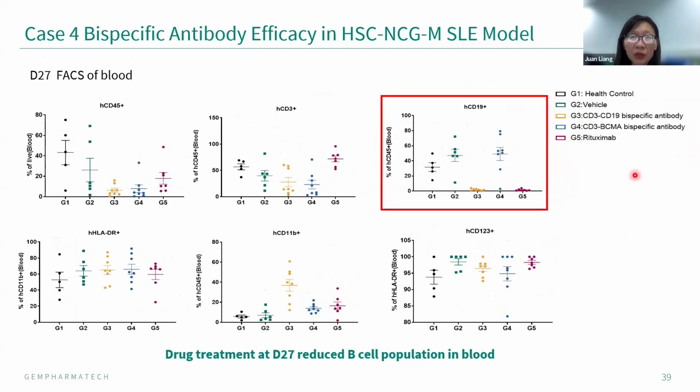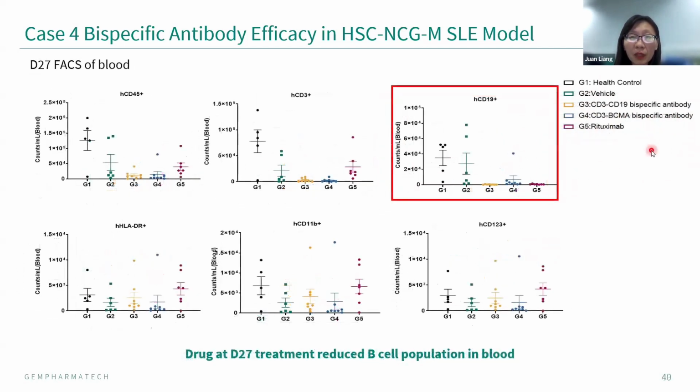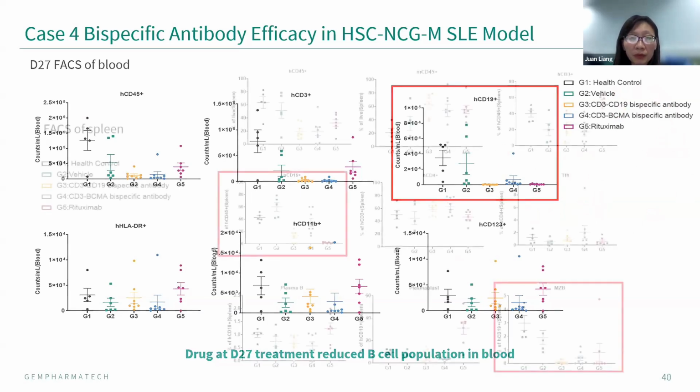And similar results were also observed at 24 days of treatment. So also the bispecific antibody treatment could reduce the B cell level in percentage. And also for the cell count, all the bispecific antibodies could reduce B cell level.